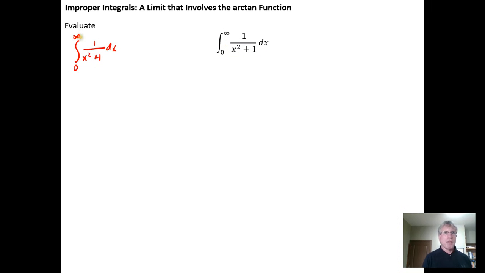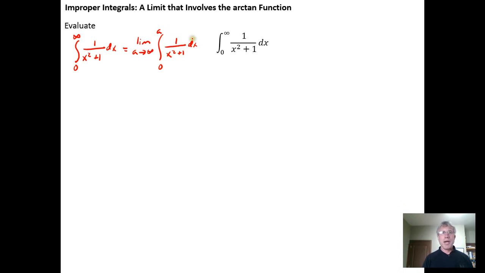and because we have infinity as one of the limits of integration, we're going to switch this over to taking a limit. So we're going to take the limit as a goes to infinity of the integral from 0 to a. So we replace infinity with a, and then we take the limit as a becomes infinitely large, and this is going to be 1 over x squared plus 1 dx. And there are options for integrating this.